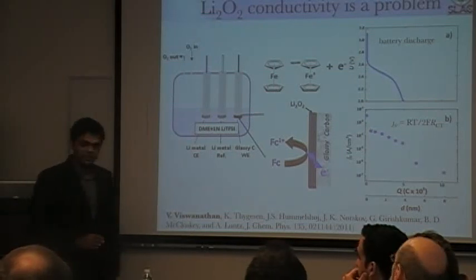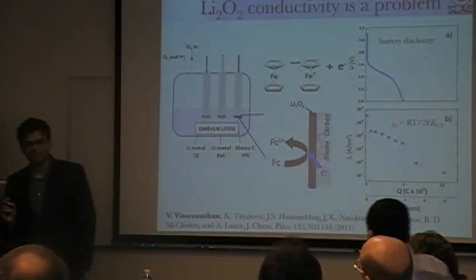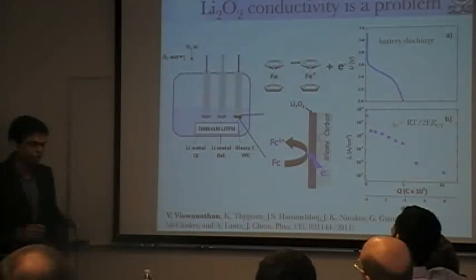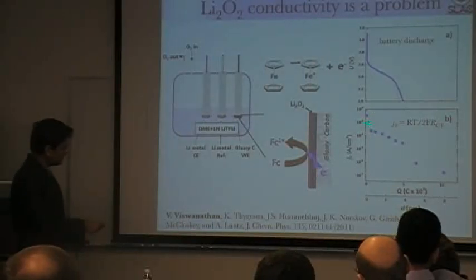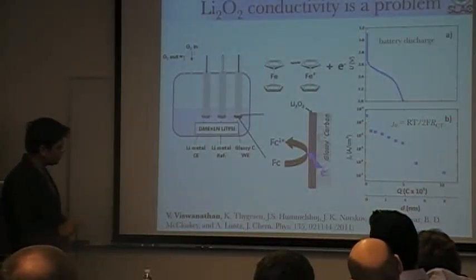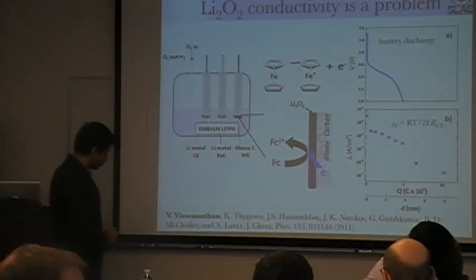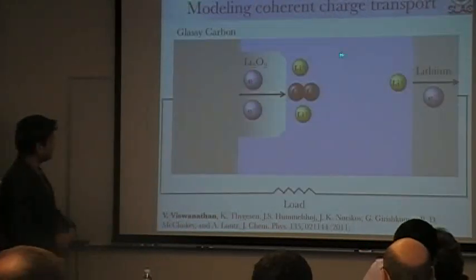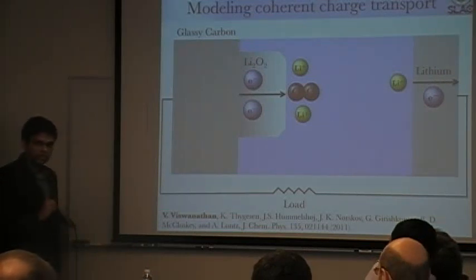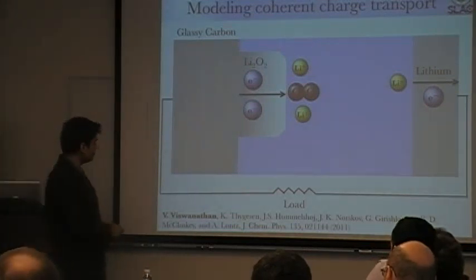Now this of course does not tell you what is the mode of conductivity. This gives you some hint of what it could be. You see this exponential decay, and so it gives you some hint of what it could be. We first looked at what could be the coherent charge transport. This is the tunneling of electrons through lithium peroxide.